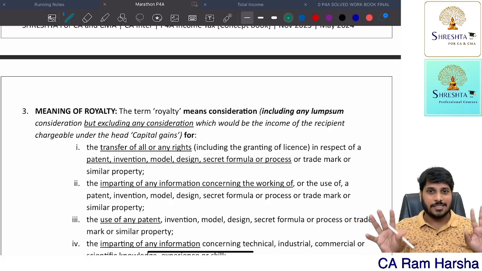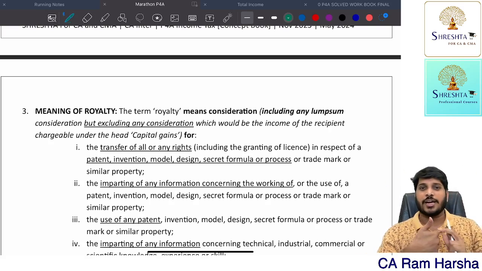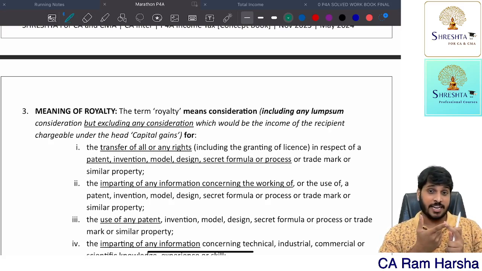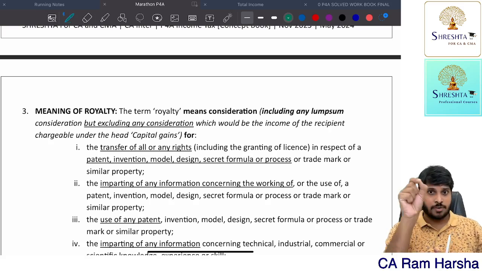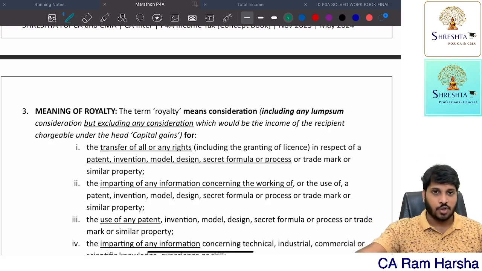In all these three cases, royalty, technical services, interest, the common point is very simple. Are you getting it from the government? It is always deemed to accrue or arise in India. Are you getting it from somebody else? Yes. If you are getting it from somebody else, maybe resident in India or non-resident, doesn't matter, if it is used for business or profession in India, or if it is used for some other activity in India, that's it. It's accrued in India.